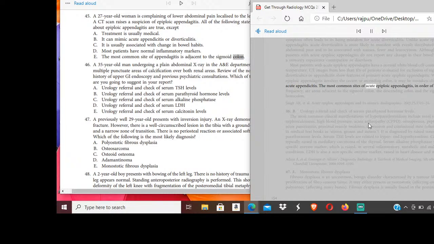The most common sites of acute epiploic appendicitis, in order of decreasing frequency, are areas adjacent to the sigmoid colon, the descending colon, and the right hemicolon. Singh AK, et al. Acute epiploic appendicitis and its mimics.